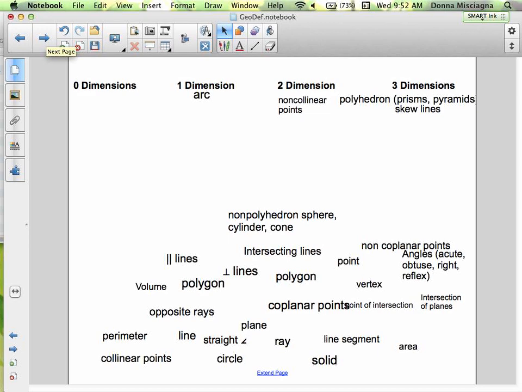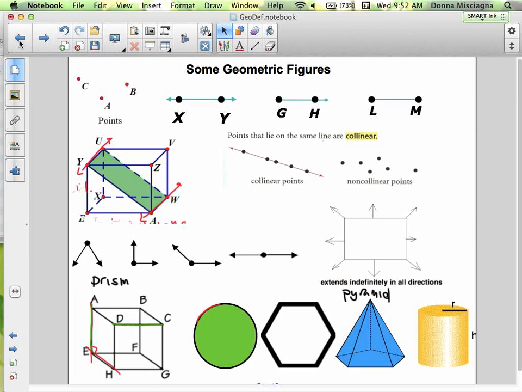Perimeter. Right? So perimeter, we are measuring the outside of something. We call it perimeter if it's a polygon.